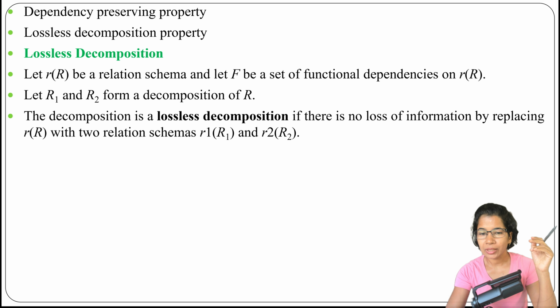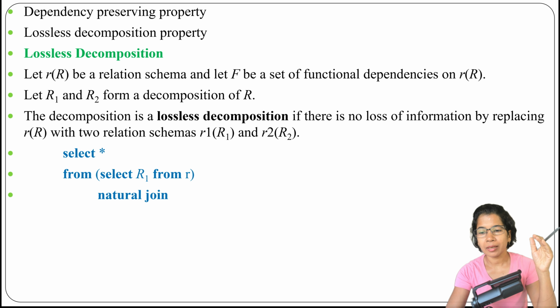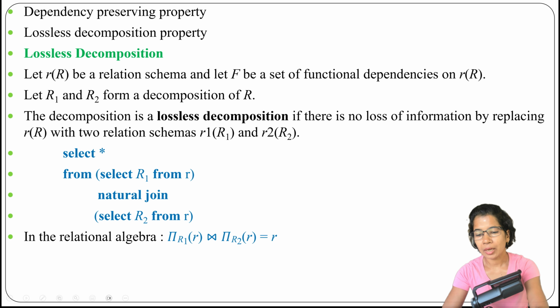The decomposition is lossless if there is no loss of information by replacing R with two relations R1 and R2. Means after decomposition there should not be any loss of information. Suppose we have R and we are splitting into R1 and R2, their natural join should give us R. So R1 natural join R2 should give us R. If it is not giving us R, then that is a lossy decomposition.